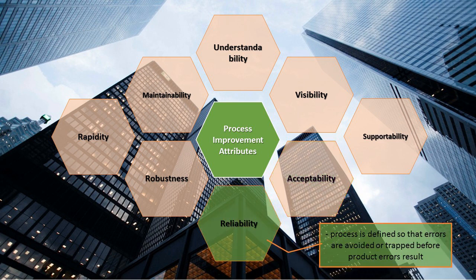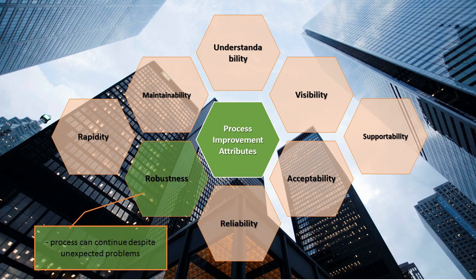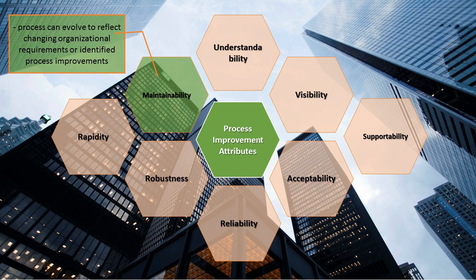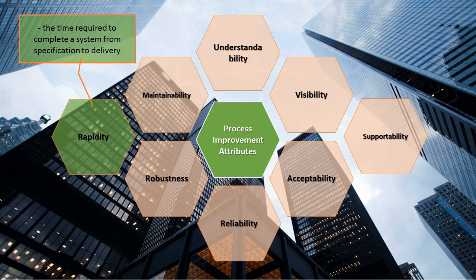And the next one is reliability, which means a process is defined so that errors are avoided or trapped before product errors result. The sixth is robustness, which means a process can continue despite unexpected problems. The next one is maintainability. A process can evolve to reflect changing organizational requirements or identified process improvement. And finally, rapidity. It is the time required to complete a system from specification to delivery.